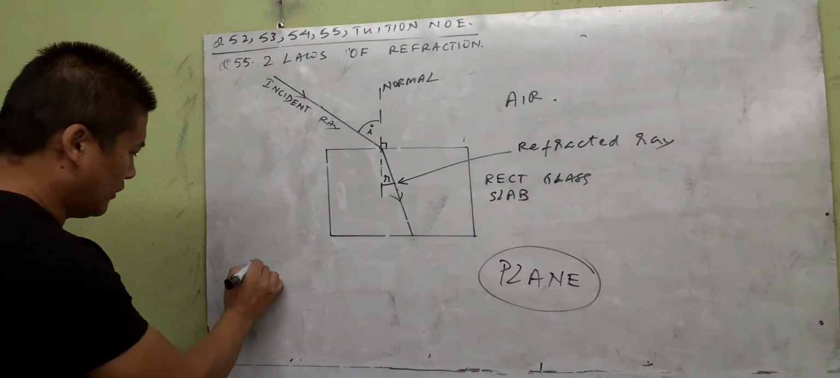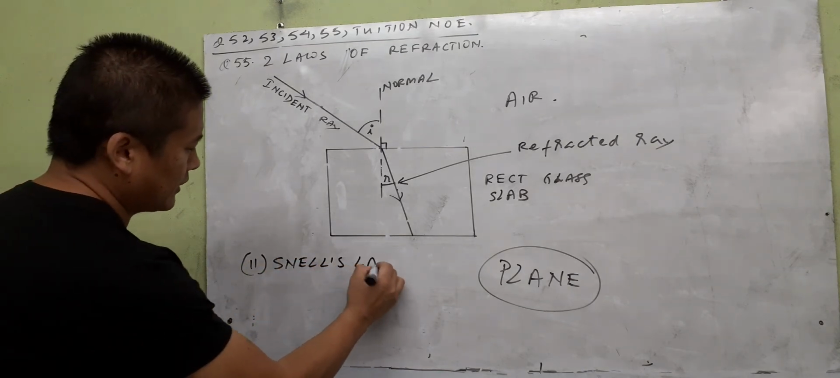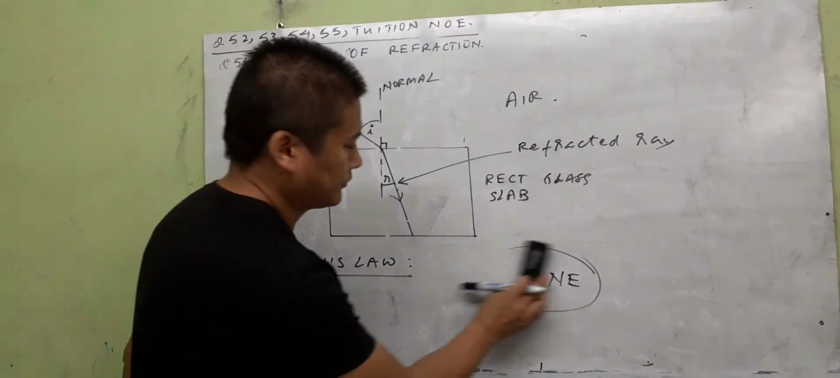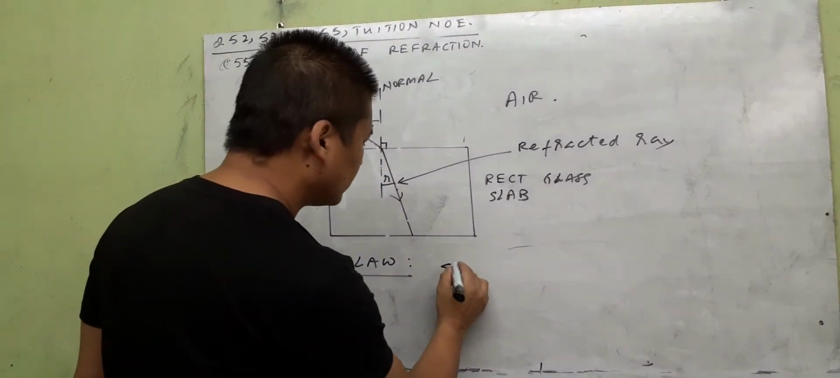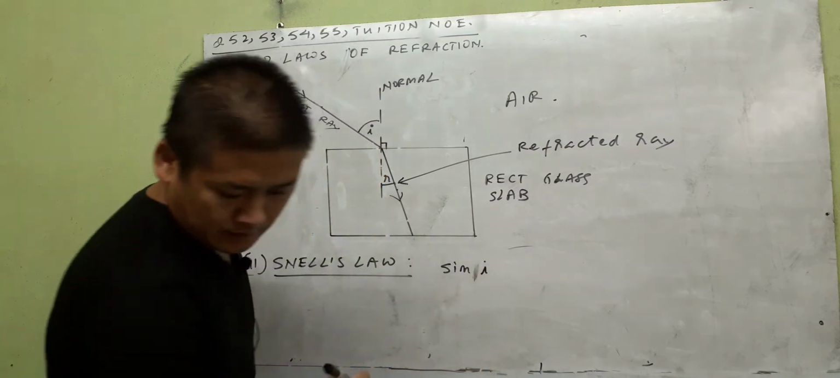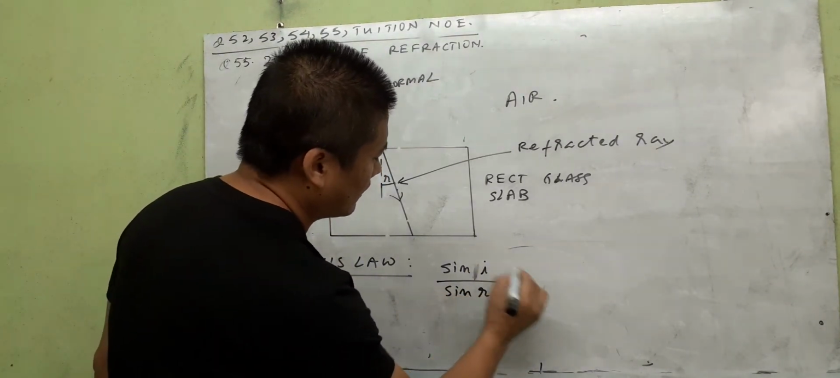Number 2, the second law is also called Snell's law. This is very important, okay? Snell's law, or the second law of refraction. Now here, you take this one here: sine I, the sine of the angle of incidence, divided by sine R.